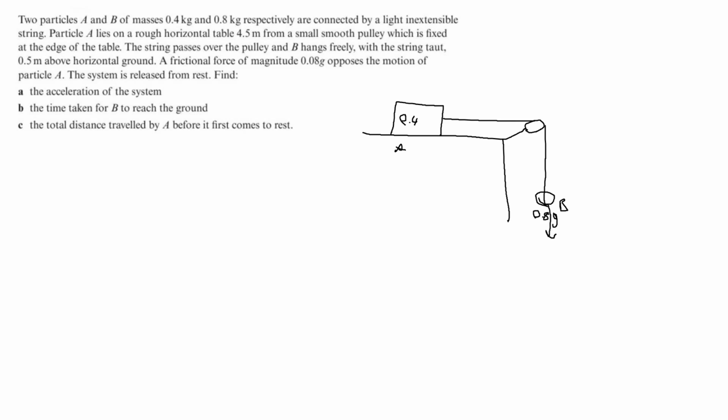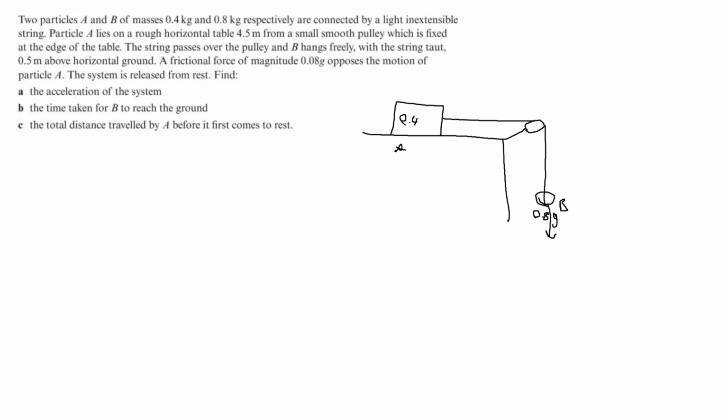So, before we even begin this question, let's draw a diagram. This time, it's going to look something like this. This is my pulley. And this is the mass that's being held, isn't it? So, this is A, and this is B. We're told this is 0.4. This is 0.8g, going downwards.